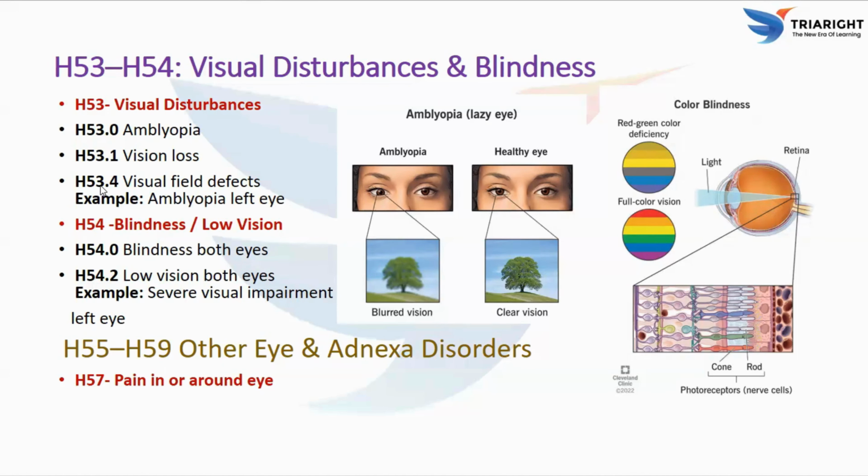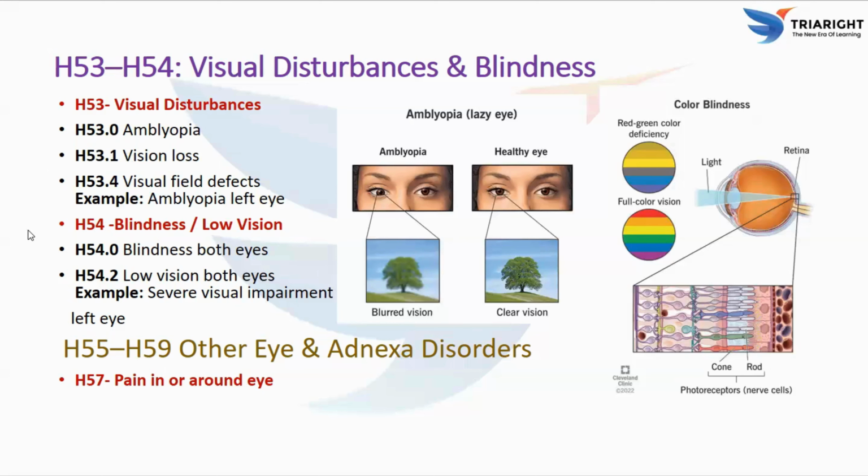So H53.1 code is assigned for vision loss. Any type of partial loss of vision which is not complete blindness. This could be temporary or permanent. Next, H53.4 code is assigned for visual field defects. A part of the visual field is missing. For example, the left eye, but more commonly the tunnel vision or the peripheral vision loss.